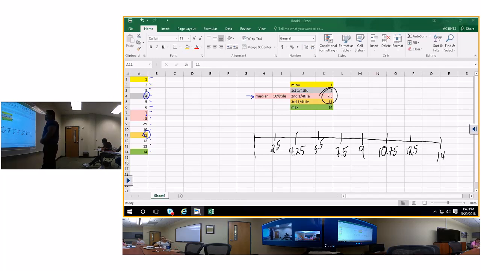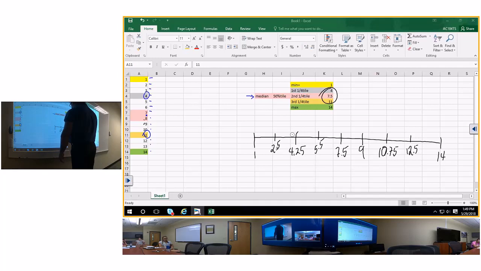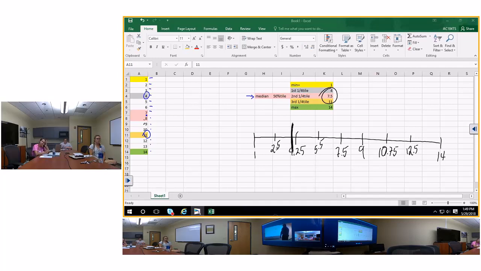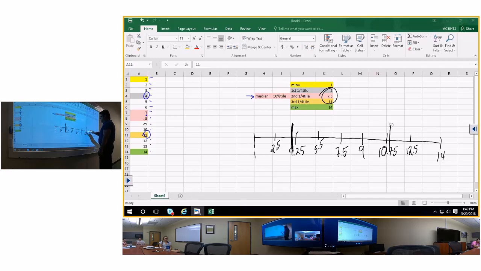I put my box plot up, Hubert. Yes, that's right, class. Thank you for the interaction. 4 would be right in here. 11 would be right in here. And then 7.5 would be right in here.